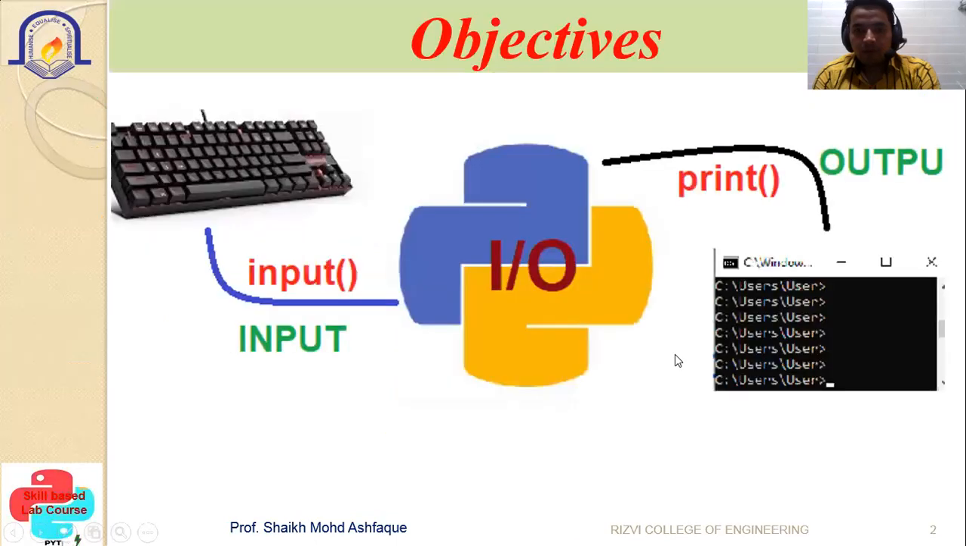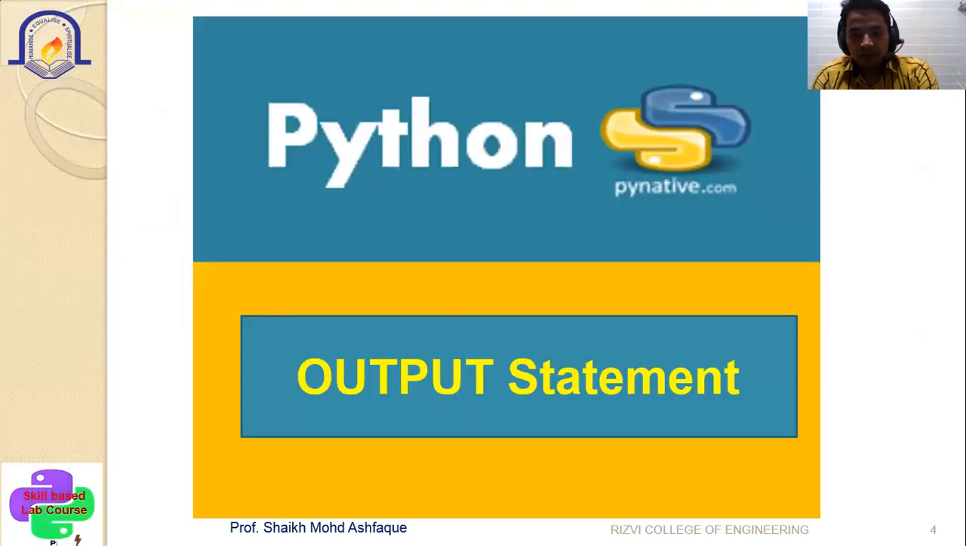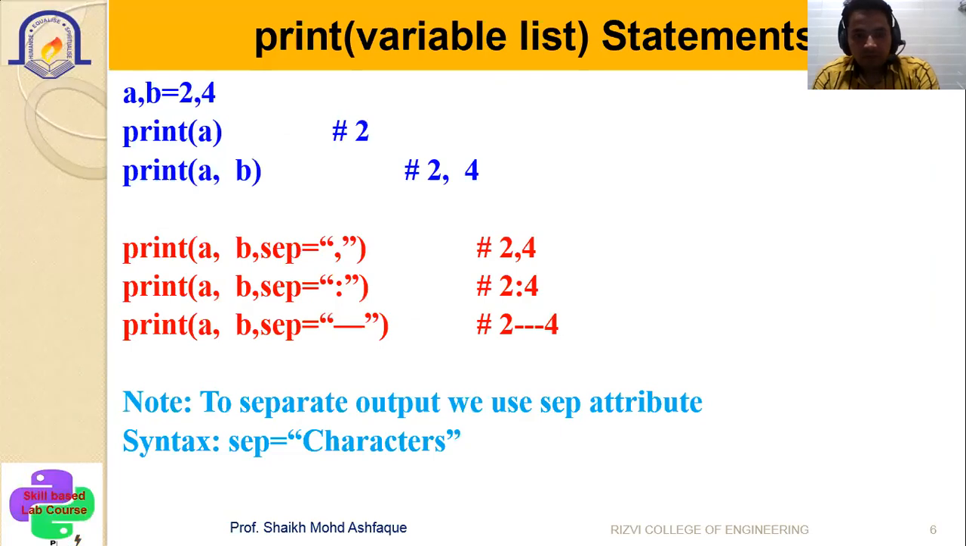So here basically we have discussed the input statement and print statement, where it is used after the process. Then the output statement, which is basically the command print, and we have discussed the various ways how you can write your print statement. Similarly, we have discussed how it is used along with the separator.